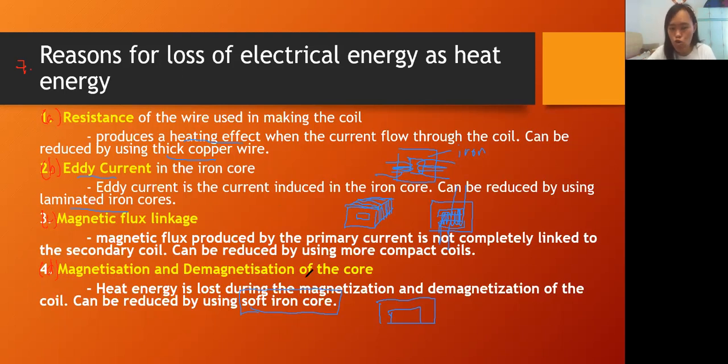Usually for this question, in objective questions they will give you some examples, in exercise 3.4, on the factors that affect the loss of energy. If in a structure question they ask you how to reduce eddy current in the transformer, you must state the correct way. Each and every reason has its own way to overcome it, so you cannot mix them around.